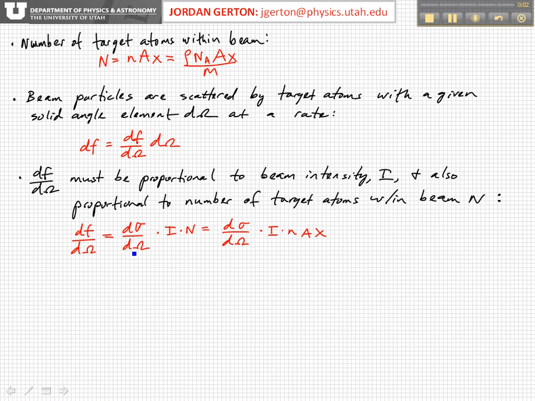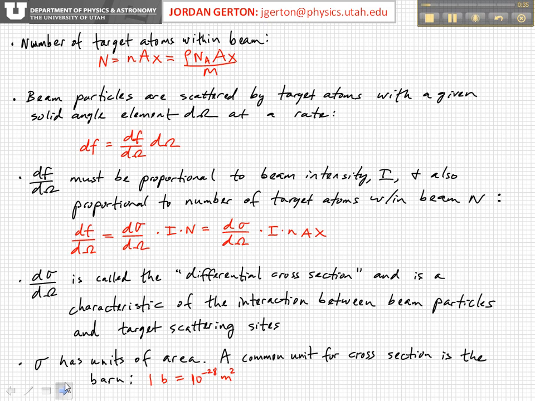Again, the differential scattering rate into a particular solid angle element, dΓ/dΩ, should be proportional to the intensity of the beam and the number of target atoms that the beam intersects. We call this proportionality constant dσ/dΩ, which is called the differential cross section. And the differential cross section contains all the physics.